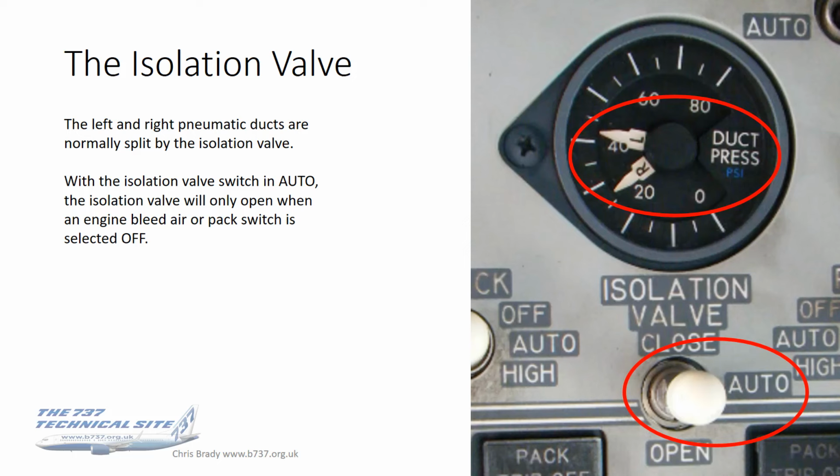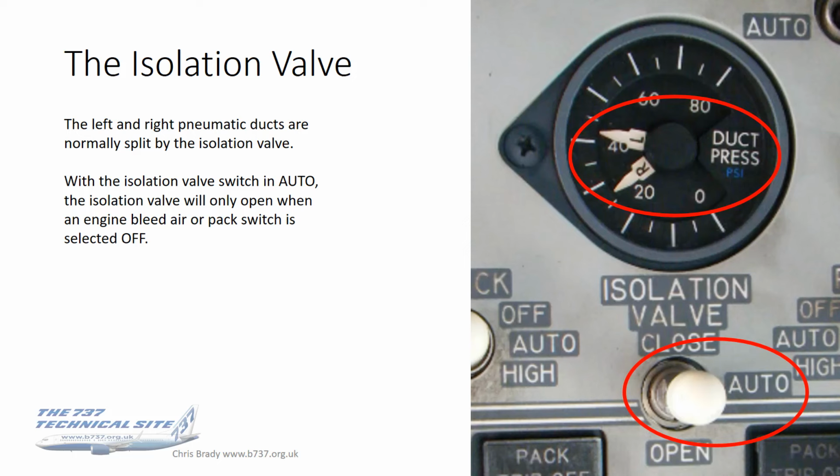Now with the isolation valve switch in auto, which is its normal position, the isolation valve will normally be closed, and you can tell that because you can see a split in the duct pressure. Now the duct pressure split is not normally as large as the one in the photograph, but it's usually there.